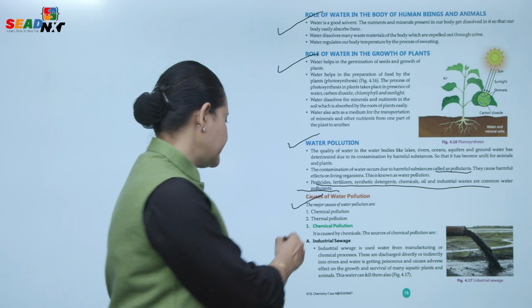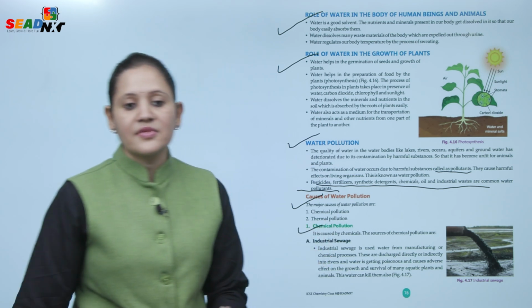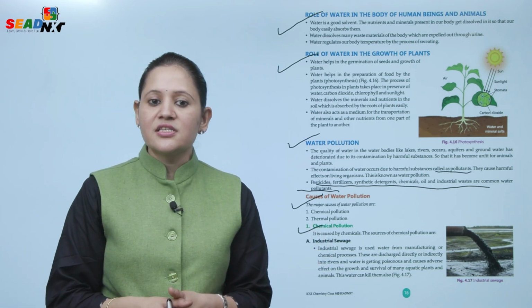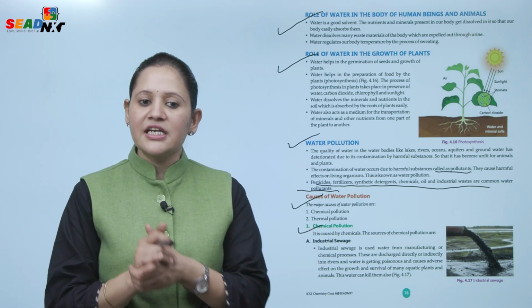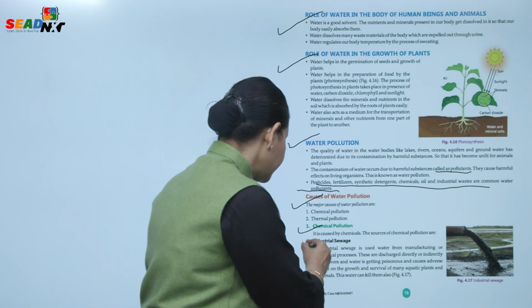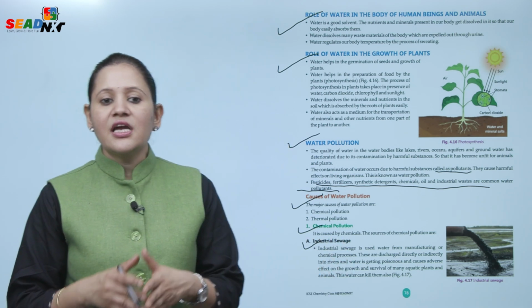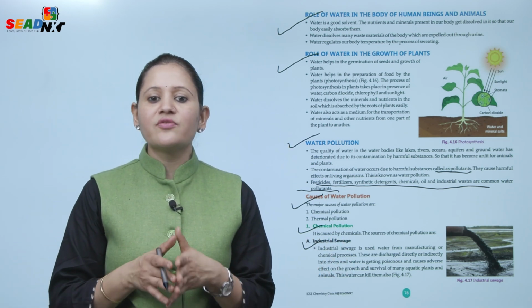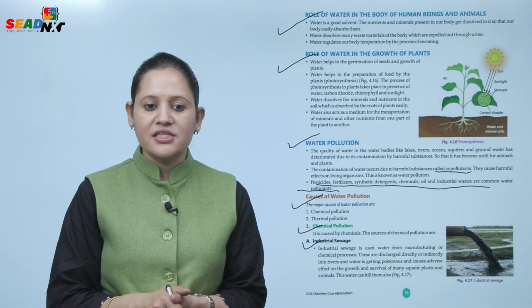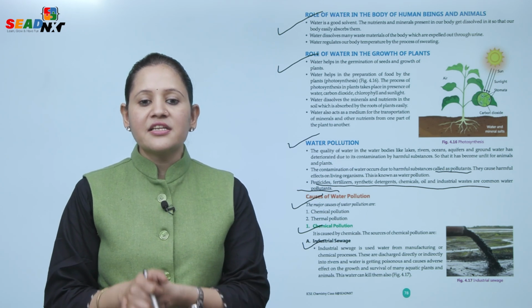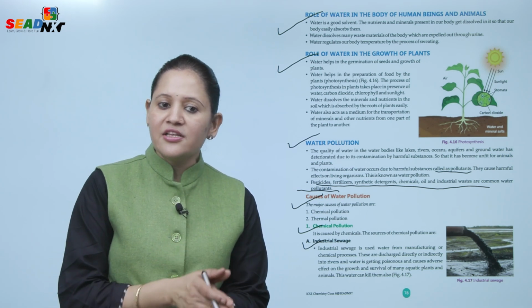Chemical pollution. It is caused by chemicals. The source of chemical pollution is industrial sewage. Industrial sewage is used water from the manufacturing or chemical process. These are discharged directly or indirectly into the river.